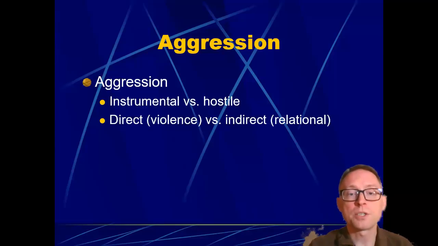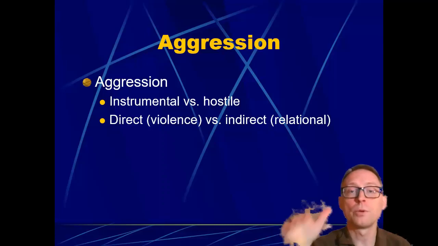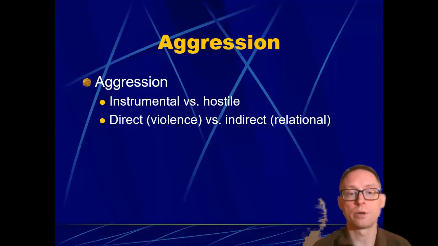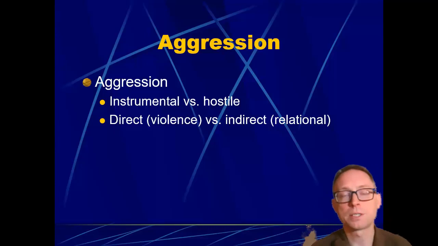And remember, we talked about instrumental versus hostile, but they can be direct or indirect. Direct is something where you directly try to harm that person. So for example, if you hit somebody, that is obviously very direct aggression.